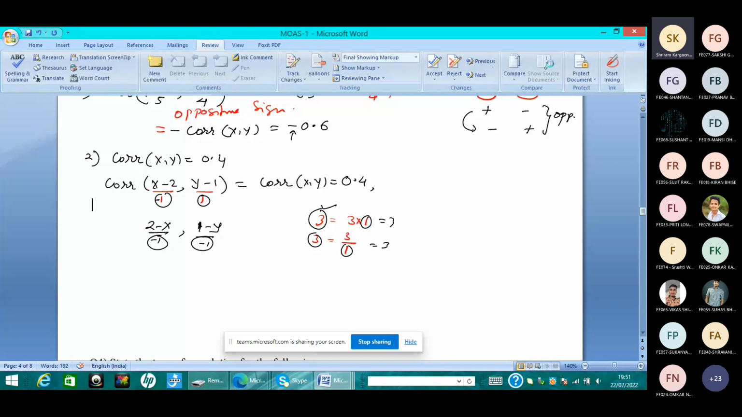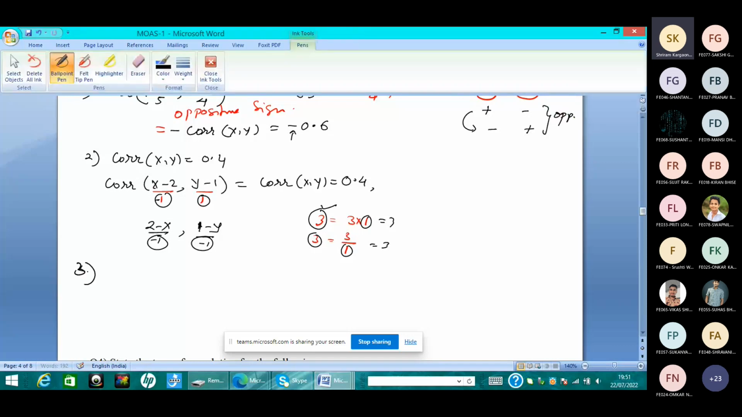Now another example, one more example I take. Suppose now, same correlation value, and suppose u is equal to x by 2 and v is equal to 1 minus y by 3. So first of all, I will make a change here. It will be minus y minus 1 by minus 3, right? I have to mention the variable first. So I did it like this.